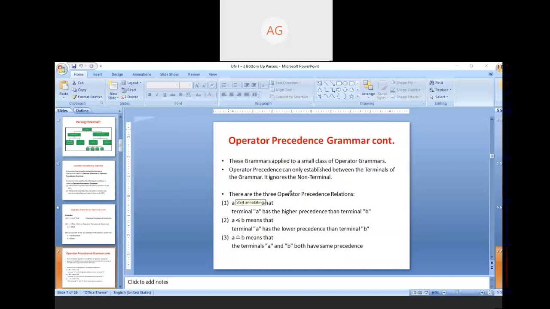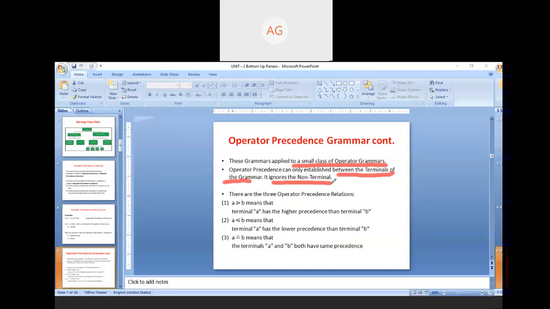There are some important points to be noted in the operator precedence grammar. Basically these grammars apply to a small class of operator grammars. The next point is that operator precedence can only be established between the terminals of the grammar. It ignores the non-terminals.